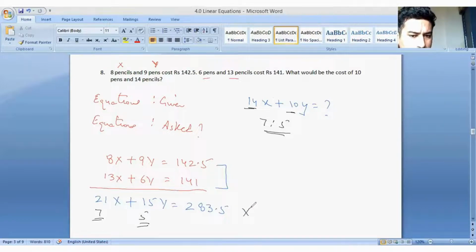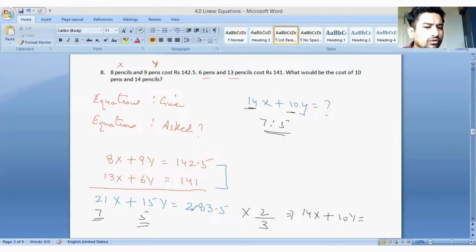How? If I multiply this by, sorry, divide this by 3 and multiply it by 2. That means do a 2 into 3 into this entire equation. See, what does this give you? 21 into 2 by 3, 42 by 3, that is 14x, plus 15 into 2, 30 by 3 is 10y. This is what exactly they have asked, right? Check, 14x plus 10y. So this is the kind of thing that you'll have to do to get your value.